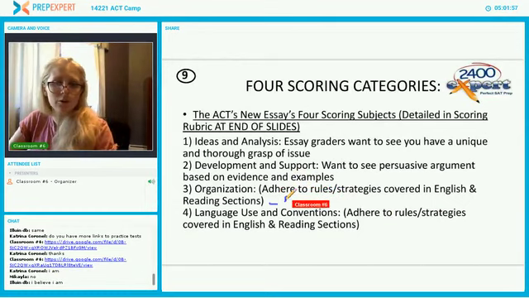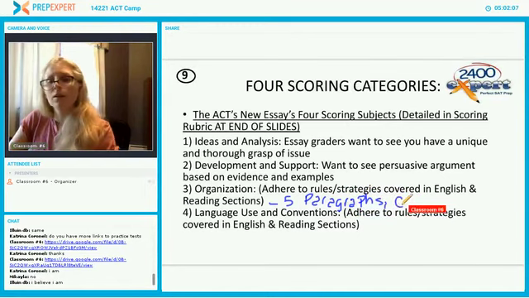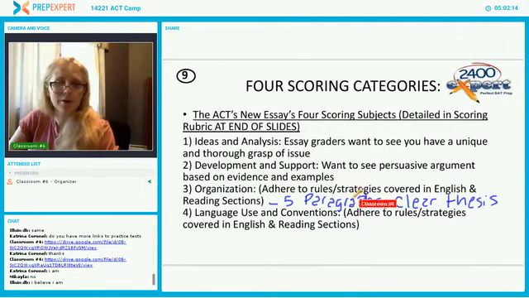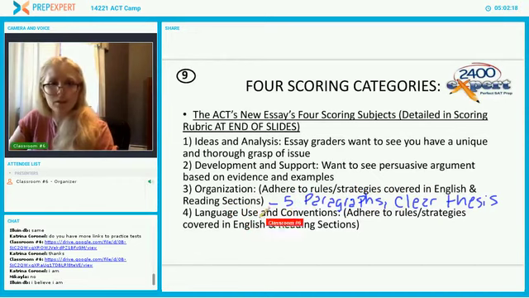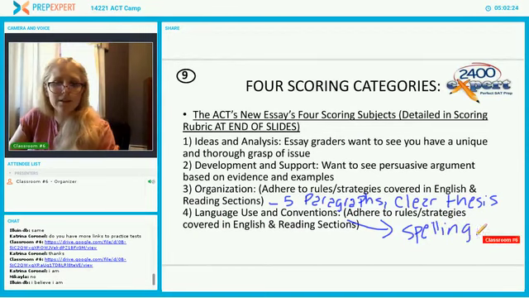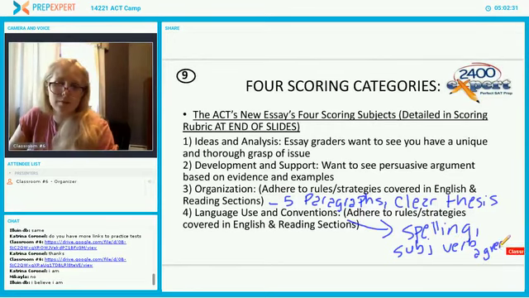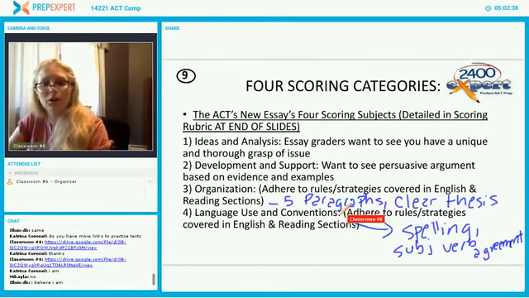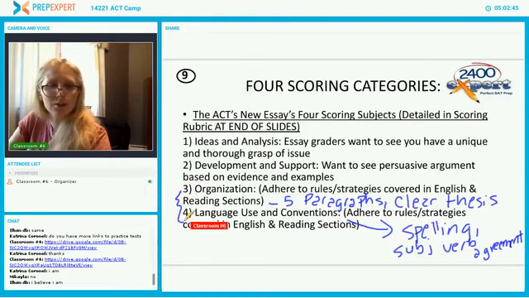So organization is really going to mean you are going to want to have 5 paragraphs. You're going to want to have a clear thesis. You want to have an intro and a conclusion as part of your 5 paragraphs. This is kind of what the organization is being based on. Language use and conventions, anything from spelling to subject-verb agreement, to using modifiers right, your punctuation, all this sort of stuff is going to be part of the language use and conventions. Okay. So these 2 sections are pretty easy to cover.